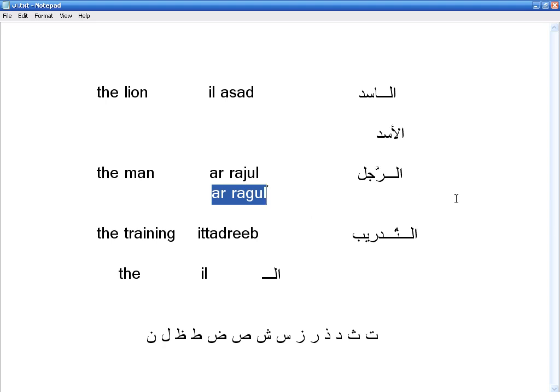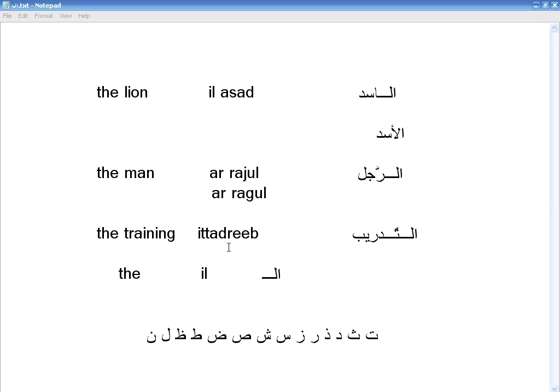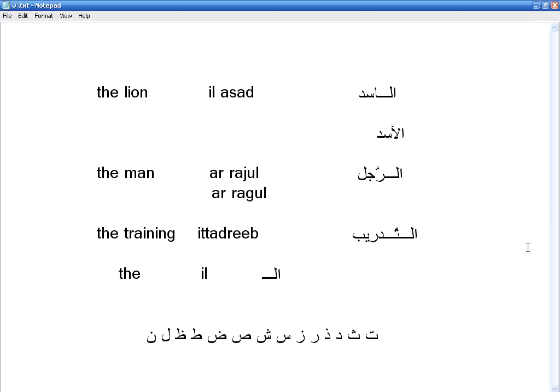So it's ar-ragul in the official language. But right now I'm going to tell you how it's going to change in the Egyptian accent. I'm going to show you how it changes. As you can see, the change that is going to happen to that word in the Egyptian accent is like that. Just notice what is happening right now. This is how this word is going to be pronounced in the Egyptian accent.